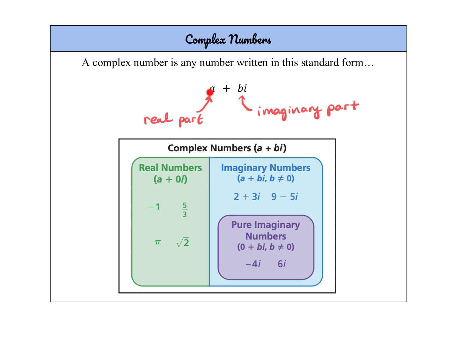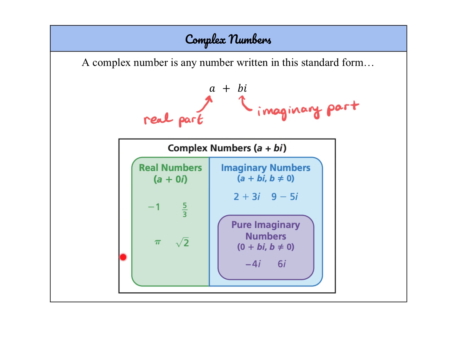So you can see that the real part does not have an i, and the imaginary part has an i. And in standard form, you always write the real part first and the imaginary part second. It's okay if the real part is negative. It's okay if the imaginary part is negative, as long as it's written in the correct order.